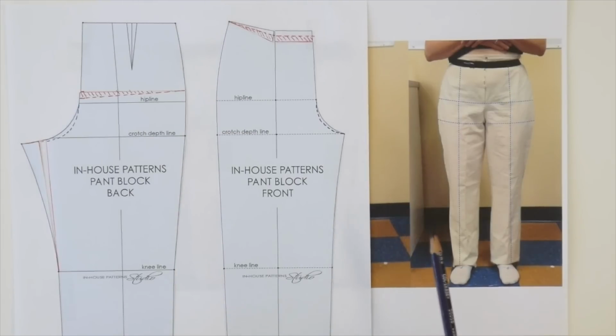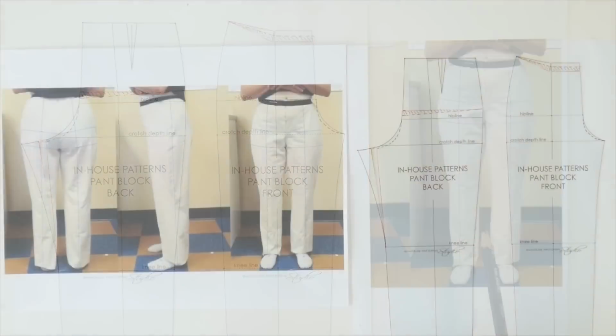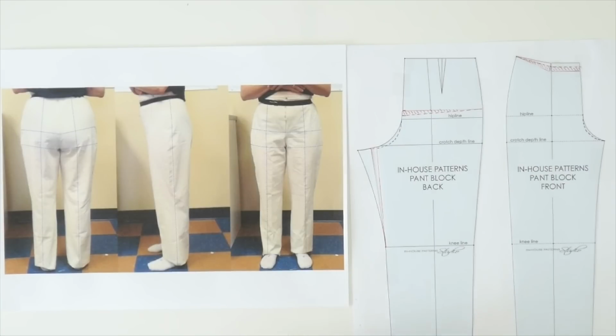Okay, so those are the adjustments that I'd make to my pattern based on this fitting assessment. Now, as I said, if your balance lines are going in the other direction or the opposite way to what I've shown you here, you will make the opposite adjustment. Now, just to review, I want to just demonstrate those 3 adjustments that I told you about earlier.